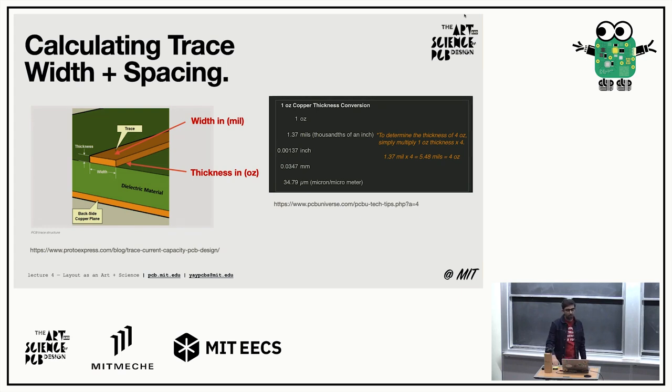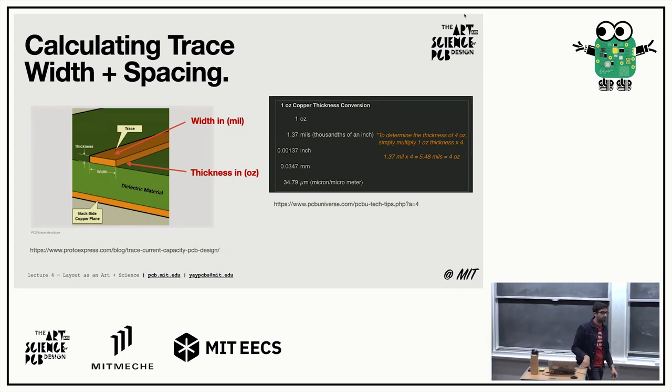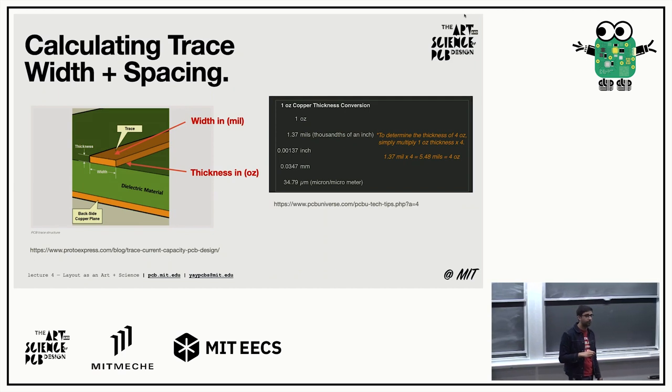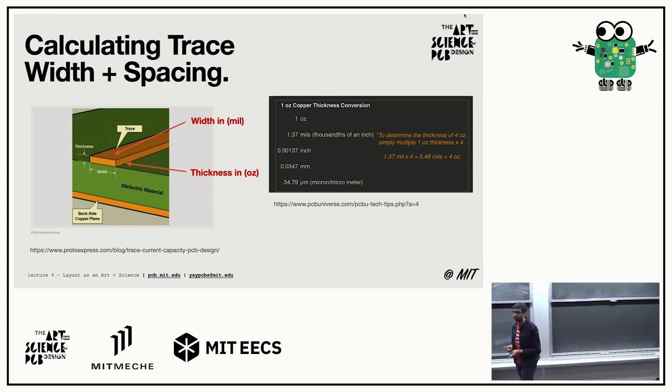Okay, so I'm going to briefly talk about calculating trace width and spacing. This is another really large layout consideration in a lot of systems, especially when you're doing high power or high voltage systems. The amount of current you're running through a trace is going to matter a lot, or the distance between the traces is going to matter a lot. So there are two cases here, right?